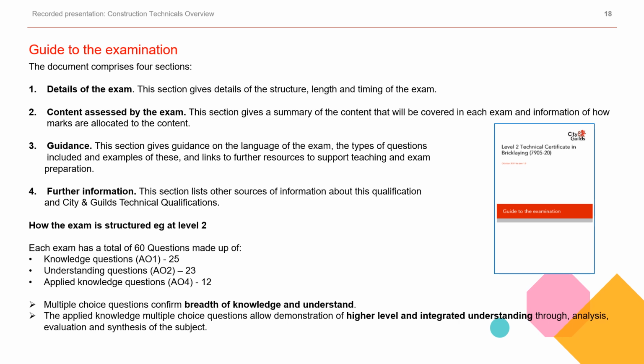And then as you can see at the bottom, in the case of this level 2, the exam is made up of 60 questions, and there are knowledge questions for area 1, that's assessment objective 1, assessment objective 2, and assessment objective 4. It just gives you a bit more of a breakdown as to where the focus needs to be in terms of your teaching and learning.